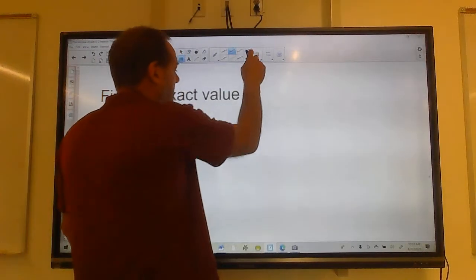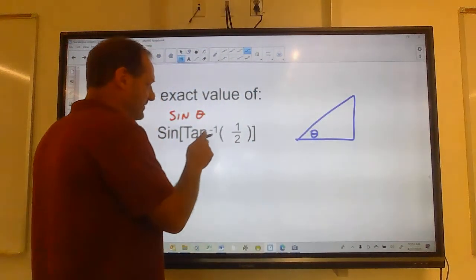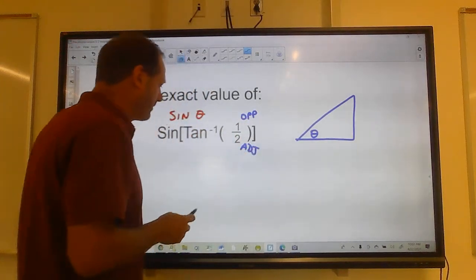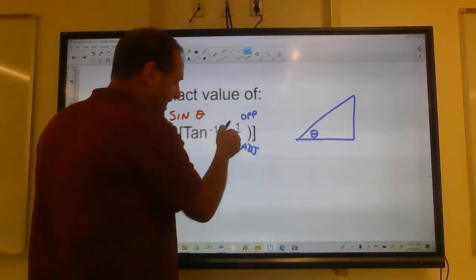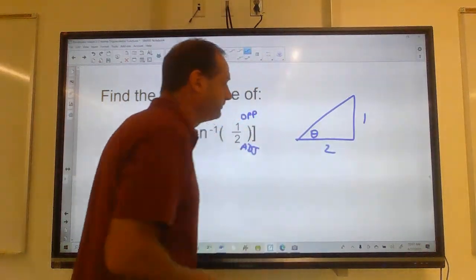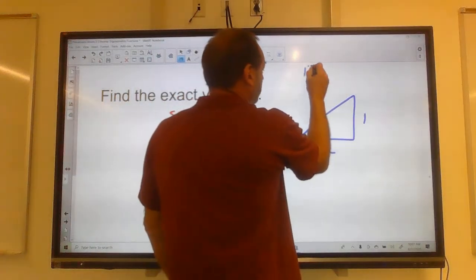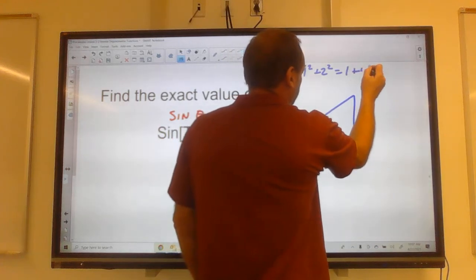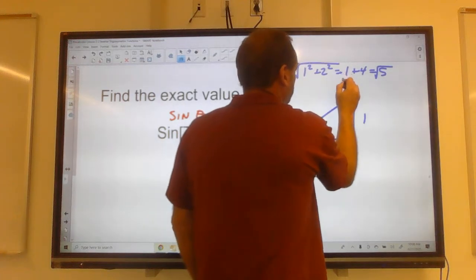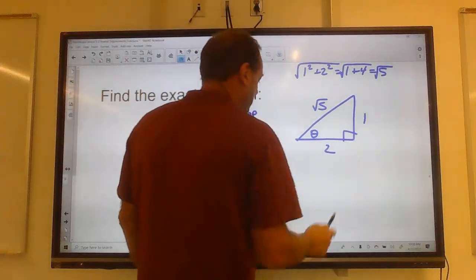So here's what I'm going to do. I'm going to make a sketch of this. I've got a right triangle. Here's theta. Since this is the arctangent, that means this is the opposite and this is the adjacent. Remember, if I'm arctangenting something, this is the tangent, and the tangent is the opposite over the adjacent. So I'm going to put the opposite as 1 and the adjacent as 2. Then I'm going to use the Pythagorean theorem to find the hypotenuse. 1 squared plus 2 squared is 1 plus 4, which is 5, and then I take the square root. So the hypotenuse is square root of 5. This is the triangle that's going on in this picture.